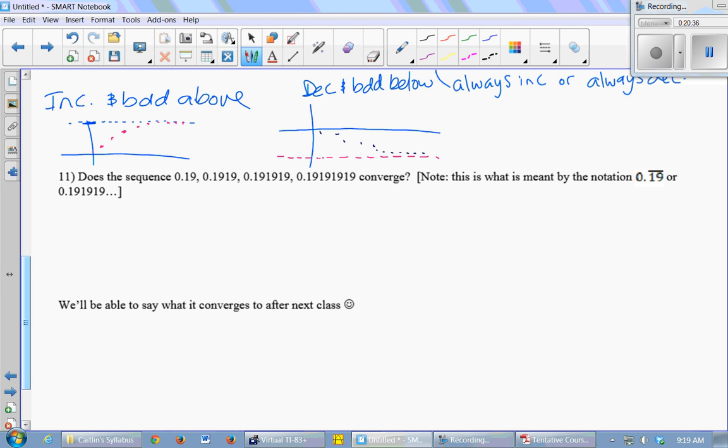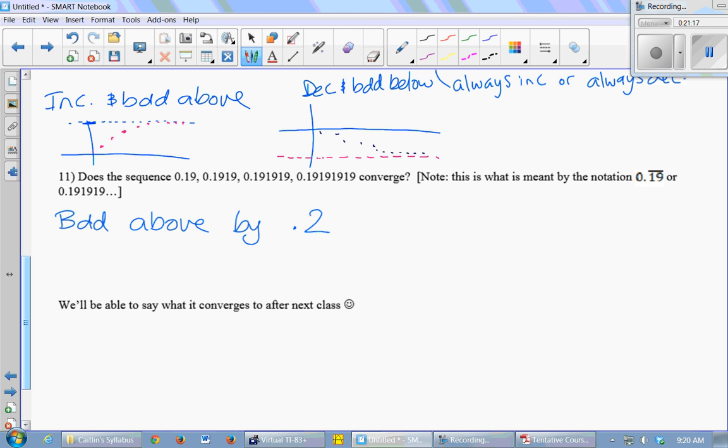Okay. Does it converge? So I'm not trying to figure out what it converges to, just does it converge? Does that sequence of 0.19, 0.1919, 0.191919, et cetera, does it converge to something? How do you know? Very clever. Never goes above. Yeah, it's bounded above by 0.2, right? So adding decimals to the end, it will never get bigger than 0.2.